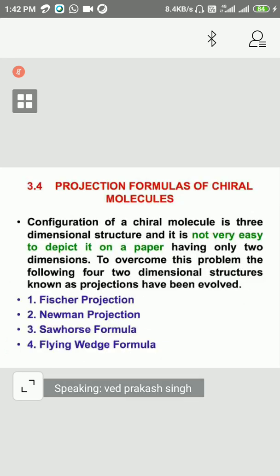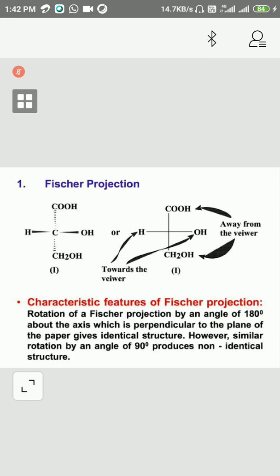These are the different projection formulas, which show how to represent the molecule in three-dimensional structure. There are four different types: Fischer projection, Newman projection, Sawhorse formula, and flying wedge formula. You should know them, I think. I will only give a small glimpse of each projection; you just see and recall the information from your brain.